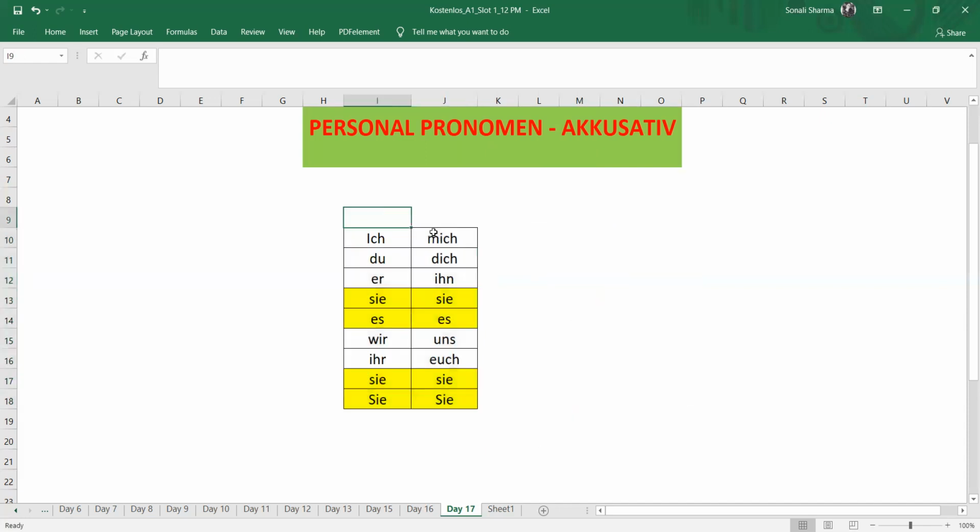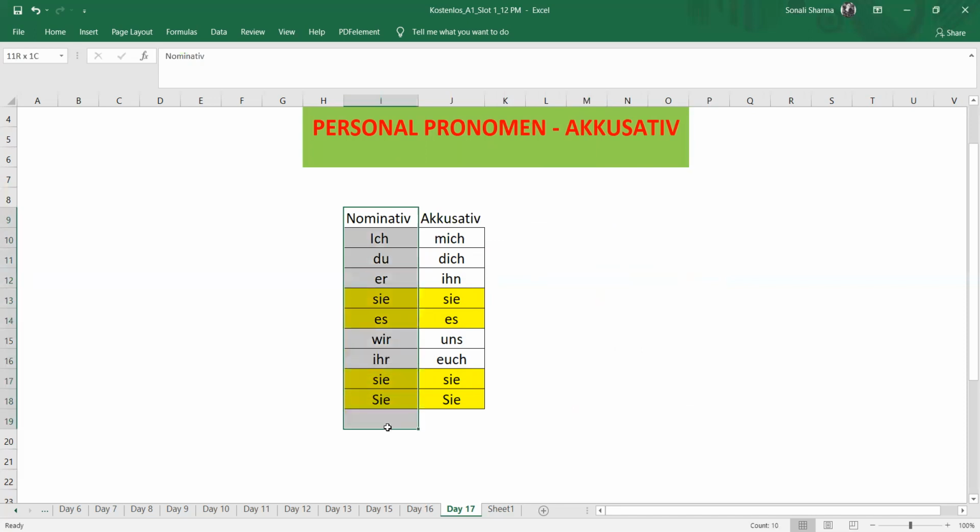Yeah. So I'll just write down the heading also. This is the nominative one, and this is the accusative one. So these are the nominative personal pronouns. These are the accusative personal pronouns.